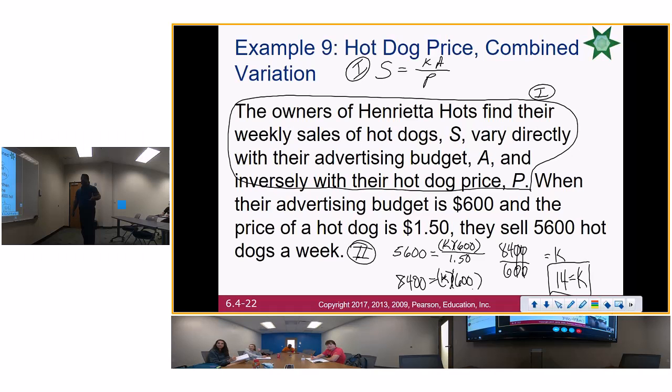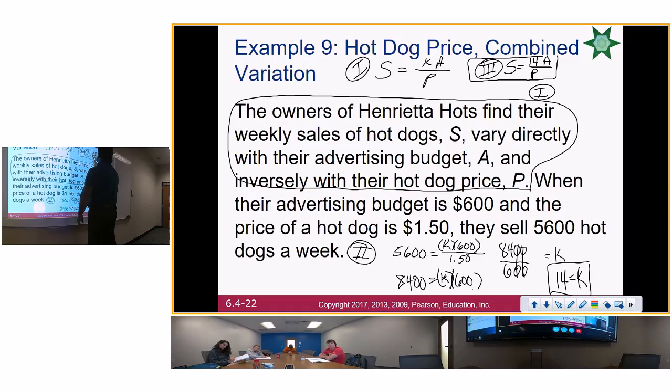So I'm going to go up here and I'm going to say part 3, because I have a feeling on the next page I may ask for part 3. S is equal to 14A over P. Now I don't know if they're going to ask that on the next page, but it seems like to me it's not asking a question. Does anybody see a question there? Don't ask for a question. So let's see what the next page says.